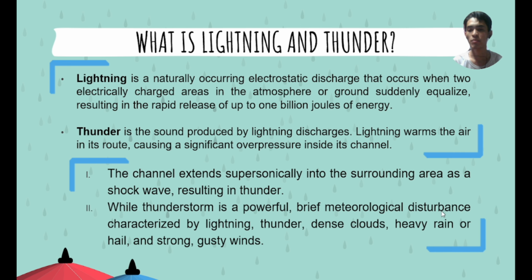A thunderstorm is a powerful, brief meteorological disturbance characterized by lightning, thunder, dense clouds, heavy rain or hail, and strong, gusty winds. And now that we know what lightning and thunder are, let us move on to how it is formed.